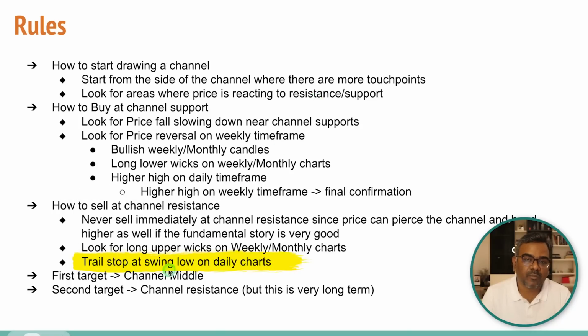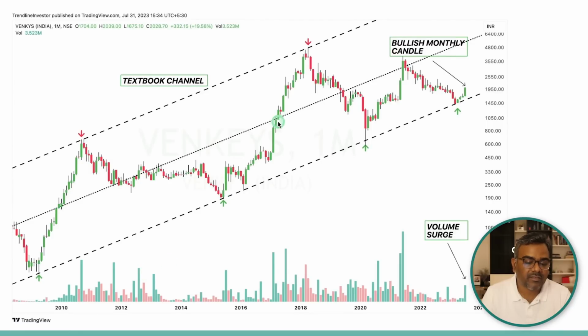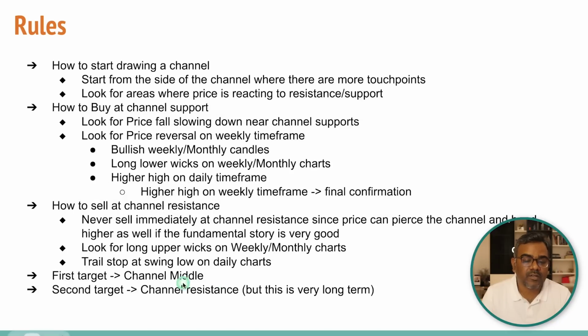And finally, trail stop at swing on daily charts. In case you're really worried, trail your stop loss and let's see what the price does. And the first target is always going to be the channel middle. So whenever price reverses from here, the first target is the middle of the channel and the next target is the upper end of the channel. So right now here, when Venki's reversed, the first channel target was here. And again, now it's reversing, the first target is over here, so around 5,000 rupees, right? So that's how you set your targets, right?